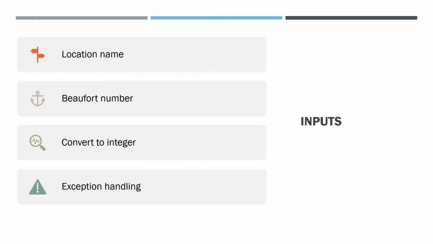So let's think about the inputs. Open Python and start creating this program now. So you're going to have to use input commands to get the name of the location and the Beaufort number. Because we're going to process it as a number value, it needs to be converted to an integer, and remember to employ exception handling so that the program doesn't crash if the user enters a value that you can't convert into an integer. So all of that we've done before, so I'll leave that up to you. If you're not clear about any of it, go back to the previous 2 or 3 lessons.